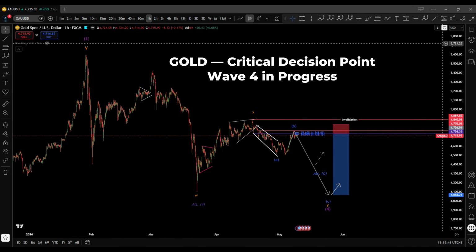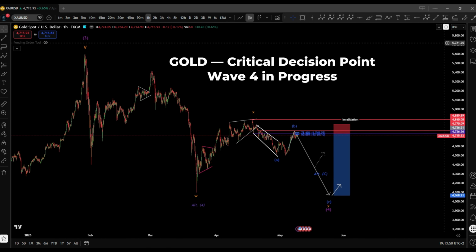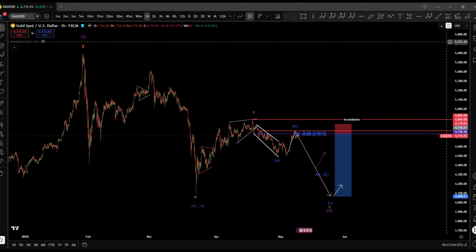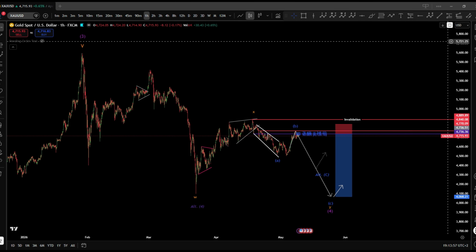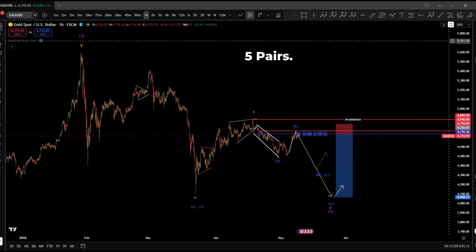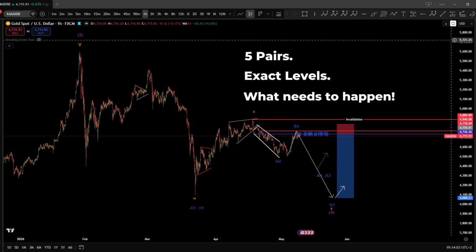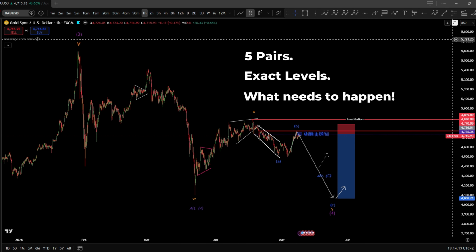Gold is at a critical decision point this week. Wave 4 is playing out exactly as expected. And once it completes, the next major move begins. I'll show you exactly what I'm watching, where the levels are, and what needs to happen for the next trade. Plus 4 other pairs with live setups, all based on Elliott Wave counts.